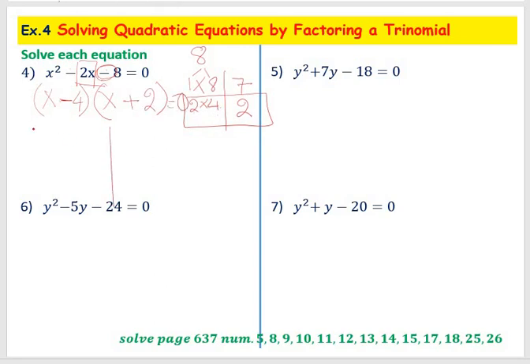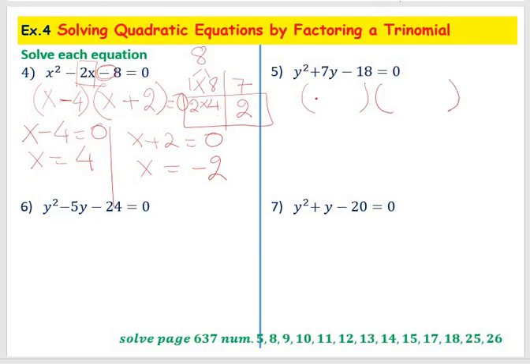Then I have my two equations. X minus 4 is equal to 0. And this is x is equal to 4. And then here x plus 2 is equal to 0. Then x is equal to negative 2. Here we're going to proceed with this one.